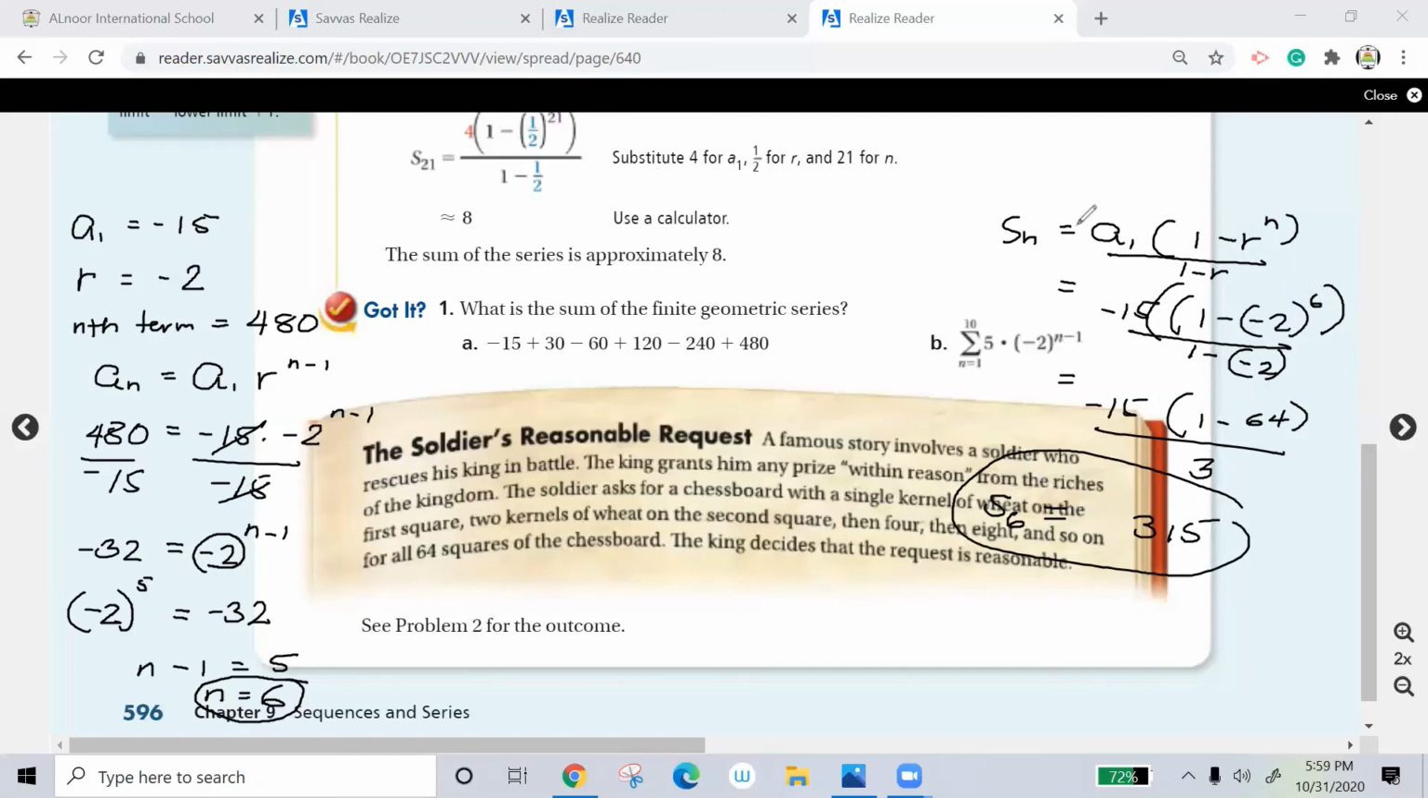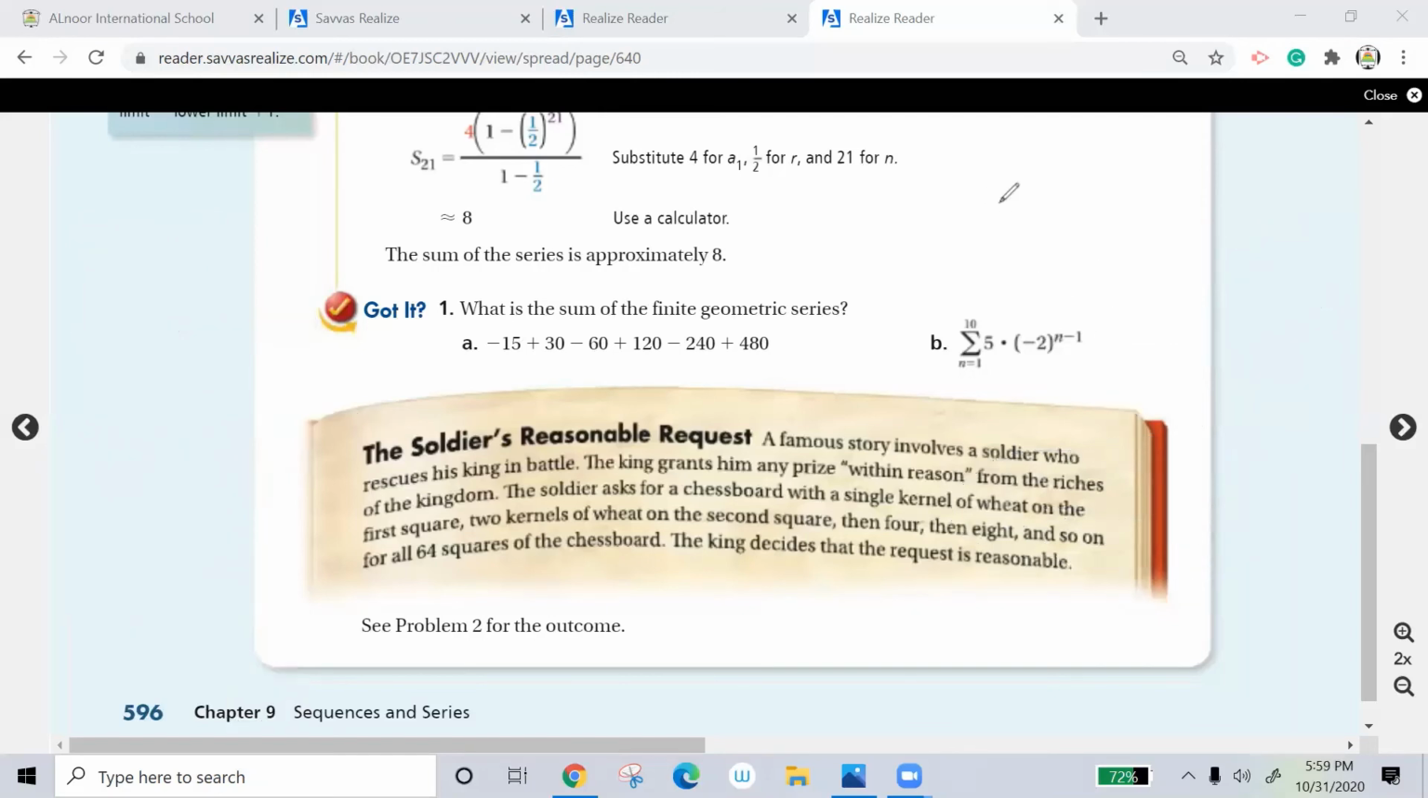Letter B. So we have the summation symbol, n equals 1 to 10, of 5 times negative 2 raised to n minus 1. So the lower limit is 1, the upper limit is 10. Our common ratio is what? Our common ratio is equal to negative 2. Our first number here is 5.